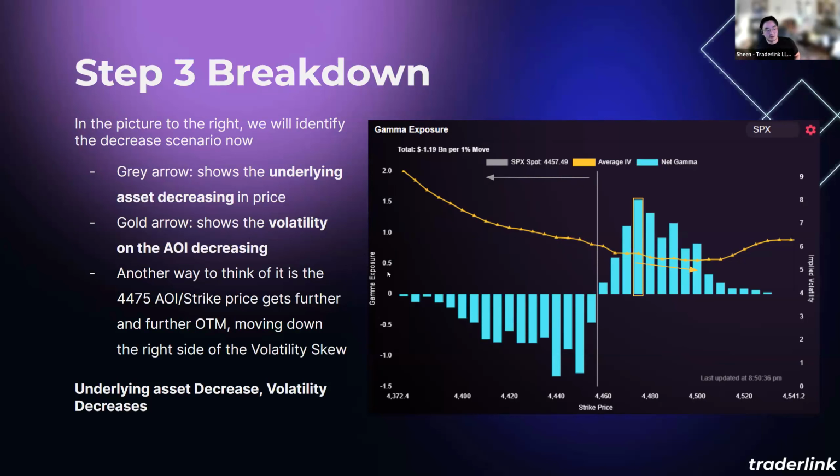The other way to visualize it now, right? The 44.75 AOI / strike price gets further and further out of the money, right? Per se, this is a call, right? If it's a 44.75 call and the underlying asset price, say SPX in this case specifically, decreases, what happens to the call? It gets further and further out of the money, right? That's very simple. Everyone should know that, right? So now what do we come down to? Underlying asset is decreasing and the volatility is also decreasing with it.